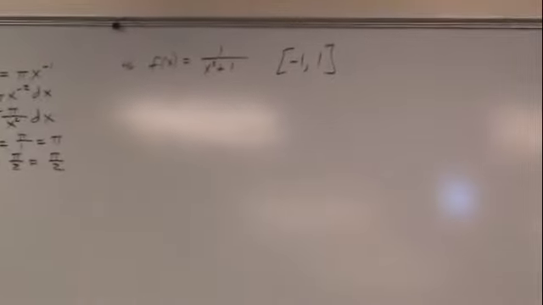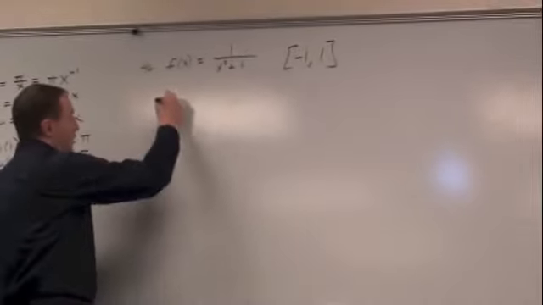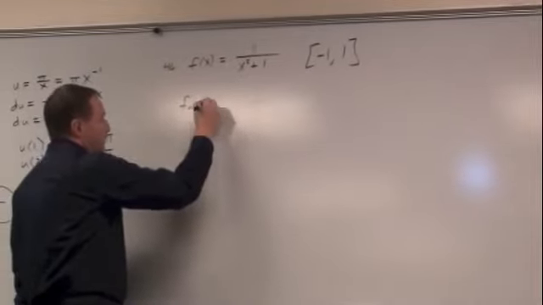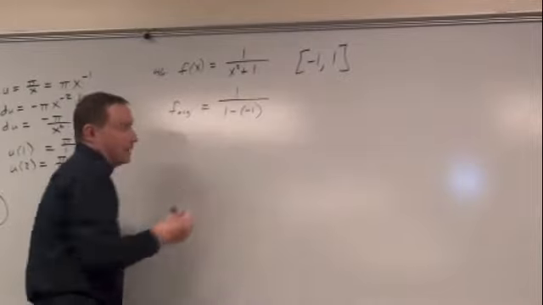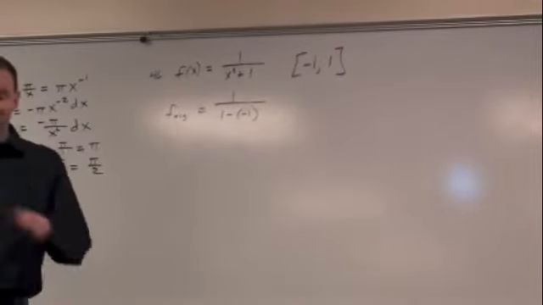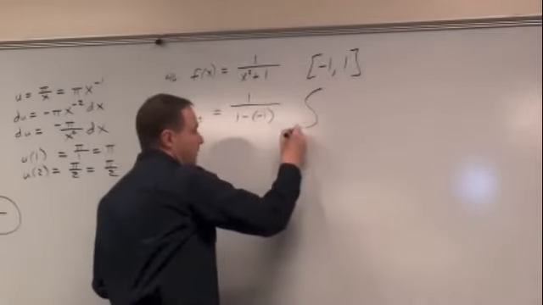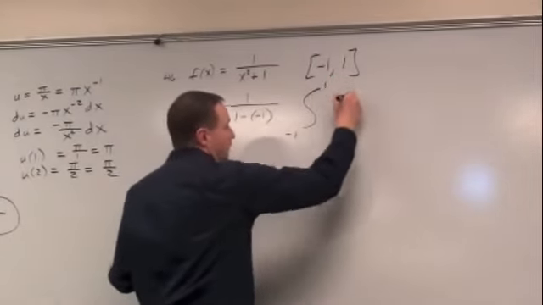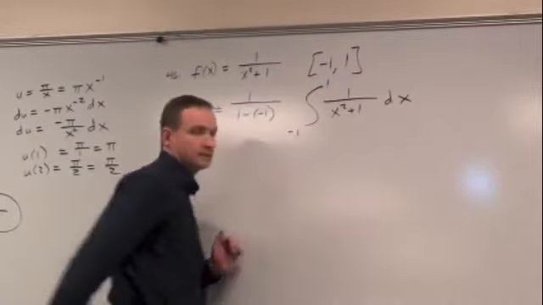So I'm trying to find the average value of 1 over x squared plus 1 from negative 1 to 1. I'll say the average value is equal to 1 over b minus a. Again, that's going to be 1 over 2, the distance in the x values is 2 units, times the integral from negative 1 to 1 of 1 over x squared plus 1 dx.